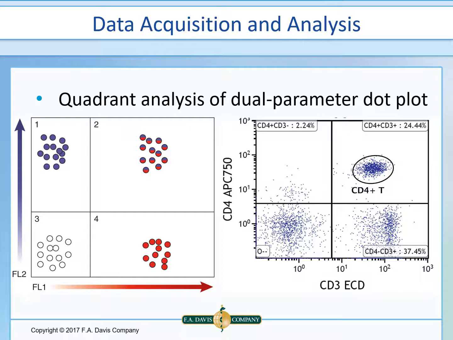So these figures show a quadrant analysis of a dual parameter dot plot. So again, on each axis, there are positive, which fluoresce, and negative, which are cells that do not fluoresce. In this example, on the right, they're trying to identify CD4 T cells. So CD3 is on the x-axis and CD4 is on the y-axis. So from what was just described, you can see that cells in quadrant 2 are positive for both CD3 and CD4. So these are the true CD4 T cells.